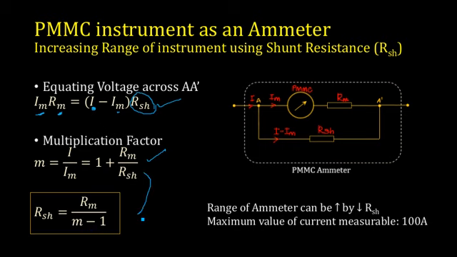So this also can be derived from this particular result. Now the range of the instrument, the ammeter, can be increased by reducing RSH. Once the RSH value reduces, more current is allowed to flow through this shunt. So if you are planning to increase the range of the instrument, you can decrease the value of RSH, so that more current will be flowing through this, and a fixed value of current, which is a permissible value, will be flowing through the instrument. And the maximum value of current measurable using this setup is 100 amperes.